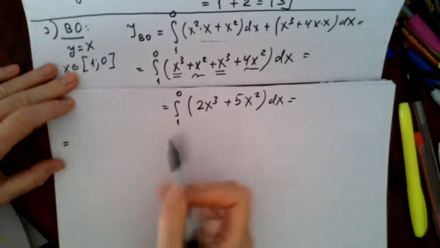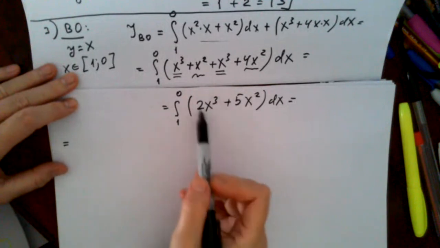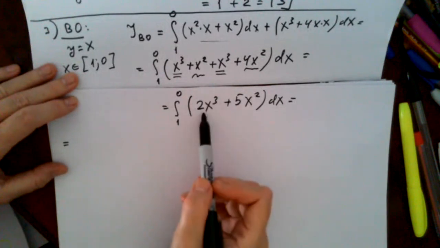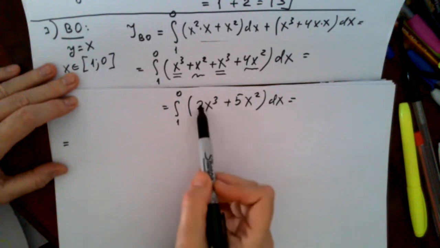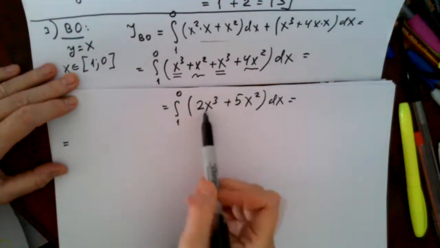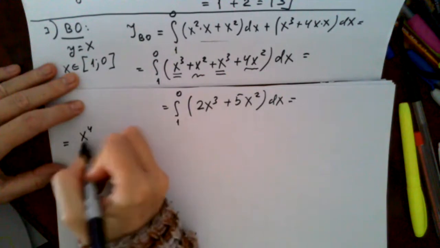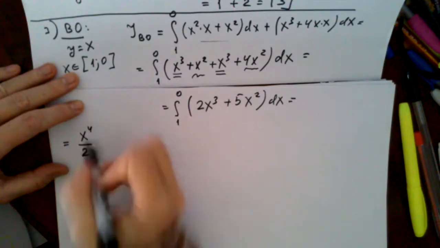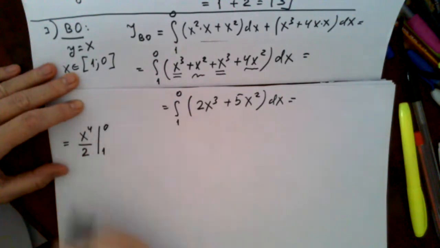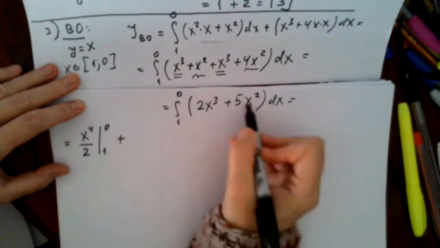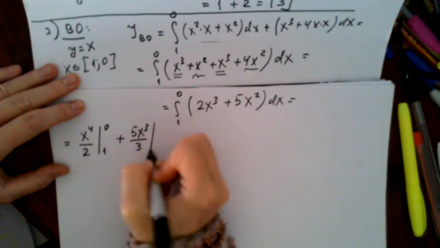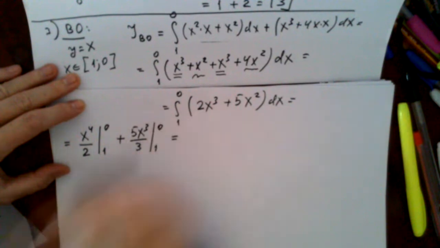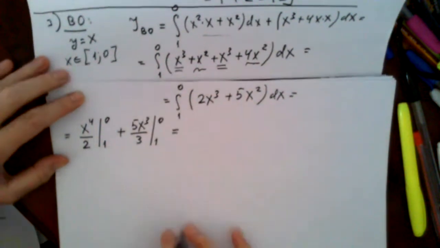Okay, I'm going to save space a little bit. So what is the antiderivative or integral of the first term? It will be 2x to the power 4 divided by 4. But you know what? 2 and 4 get cancelled. And that is why I'm tempted to write this simplified expression immediately. And the second term will give us 5x cubed divided by 3 from 0 to 1. From 1 to 0, by the way.